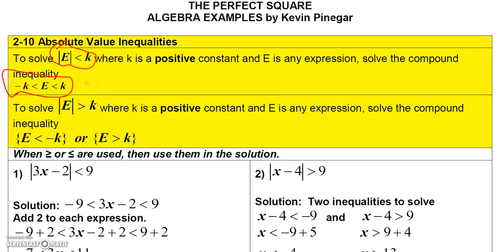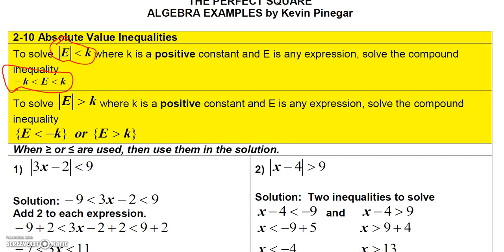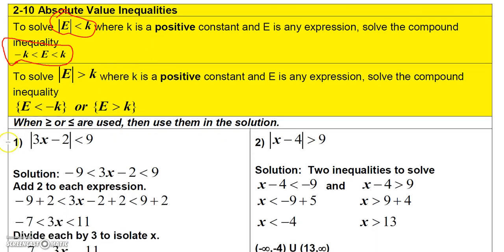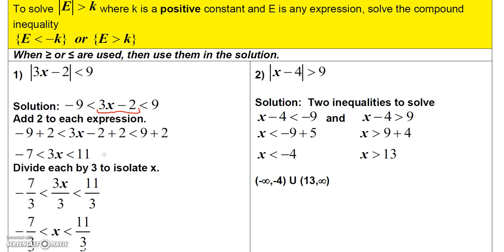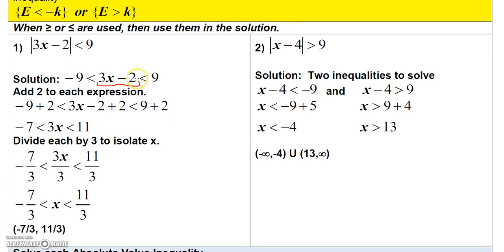Okay, so rather than me going over the next case, let me just go ahead and show you an example of that. So right here, I have the absolute value of an expression less than a constant, less than 9. The way you solve this is you take the expression. Notice I've taken the expression out of the absolute value symbols, and I've got it between 9 and negative 9. So I wrote it less than 9 and greater than negative 9. And then we can solve that compound inequality by just doing a couple of steps.